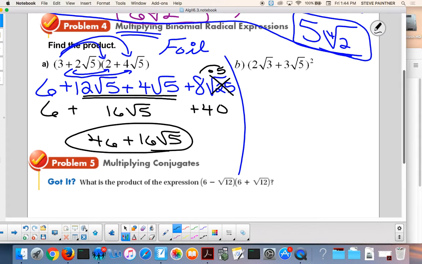How come I can't just add the 46 and the 16? They're not like radicals. This doesn't even have a radical. You can't touch this with this.